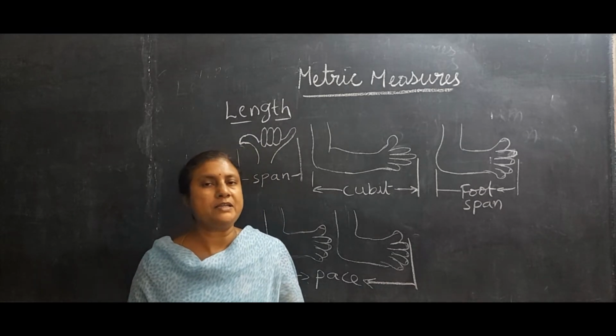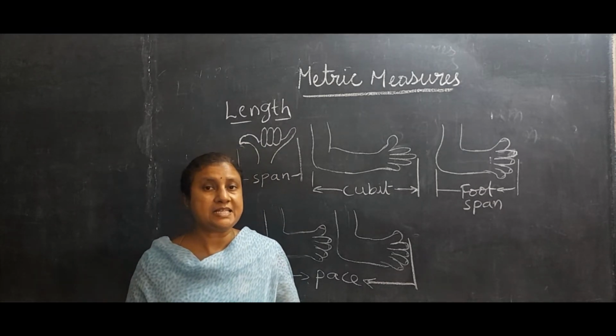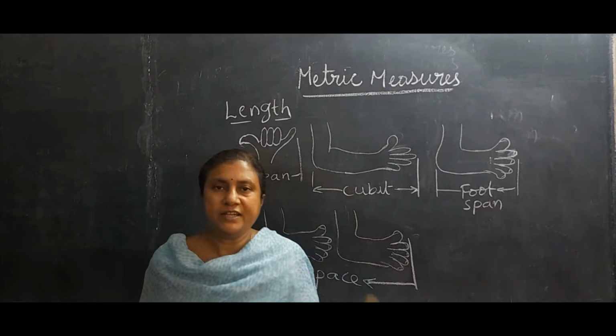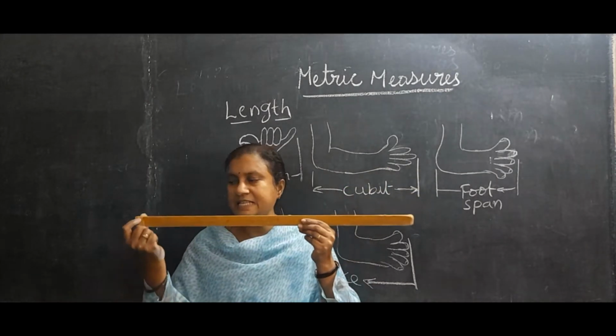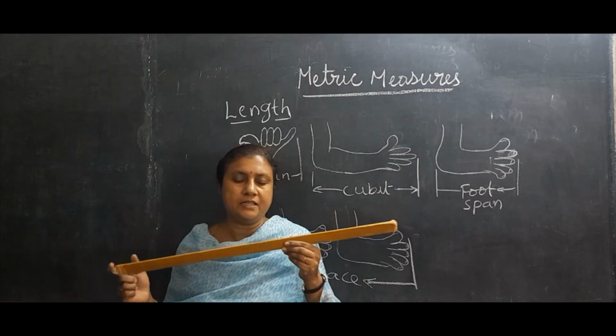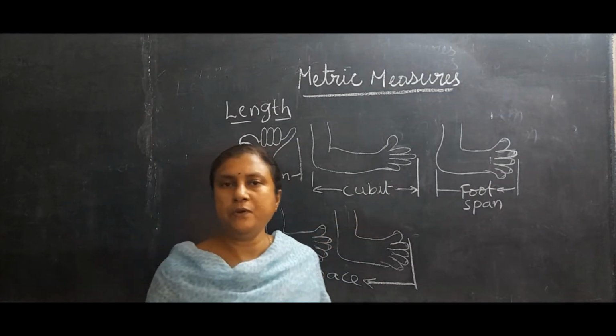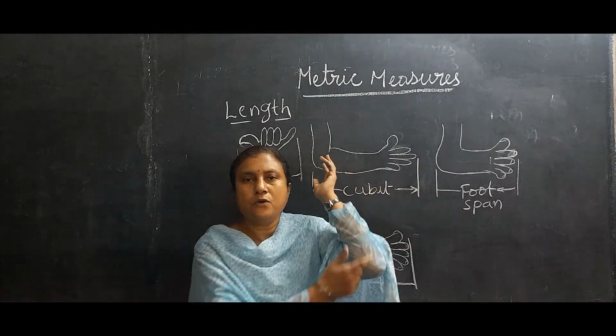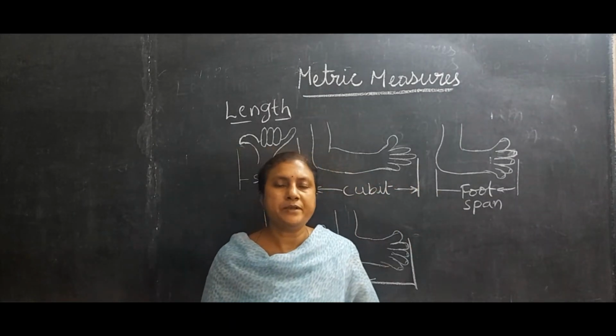First we see about length. Length is the distance from one end to another end of an object. Suppose if you take this one, the distance from this end to this end is said to be this object's length. In earlier days, people used their body parts like palm, forearm and feet to measure length.